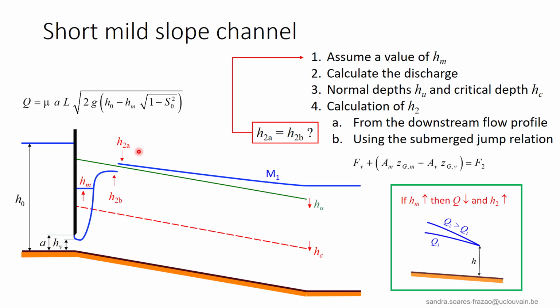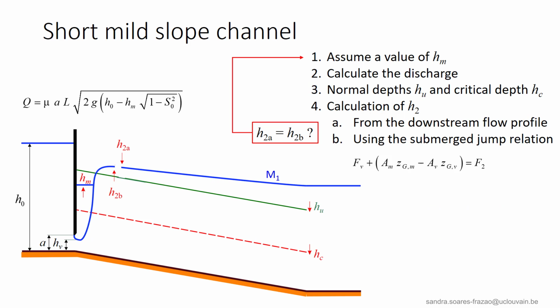And as we can see, if H2B increases and H2A decreases, the two depths become closer to each other. We further increase HM, and finally we obtain the equality between H2A and H2B, the two depths calculated with the two different techniques: H2A with the downstream flow profile and H2B with the submerged jump relation.